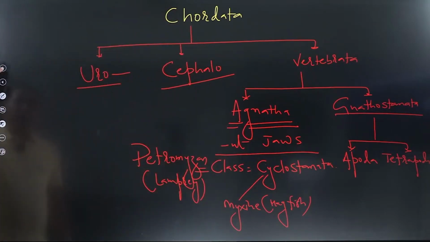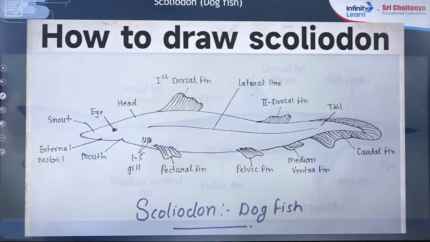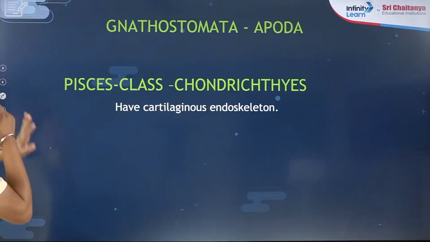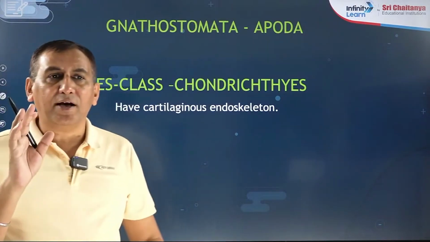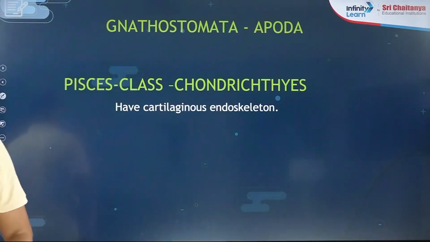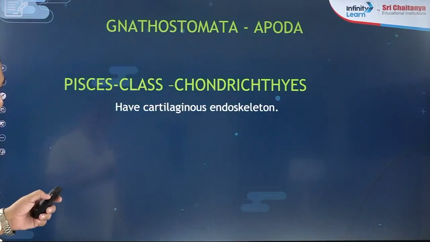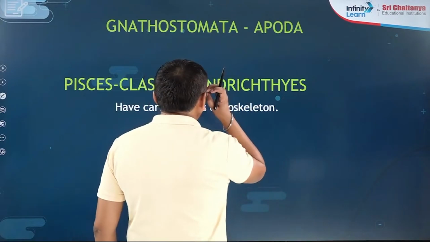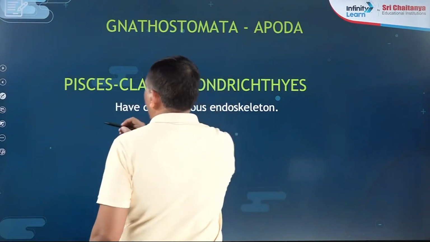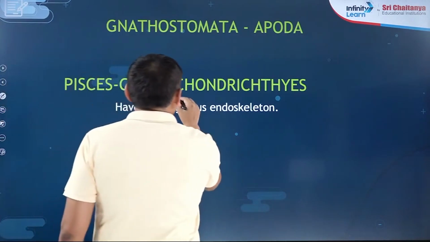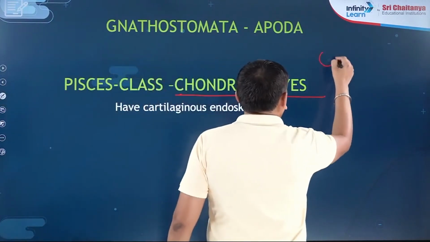What do you have to remember about apoda? They are the pisces, meaning they do not have limbs, they have fins. Are you getting? It is the apoda. And how many classes are included in the apoda? One is the chondrichthyes, and the second one is the osteichthyes.